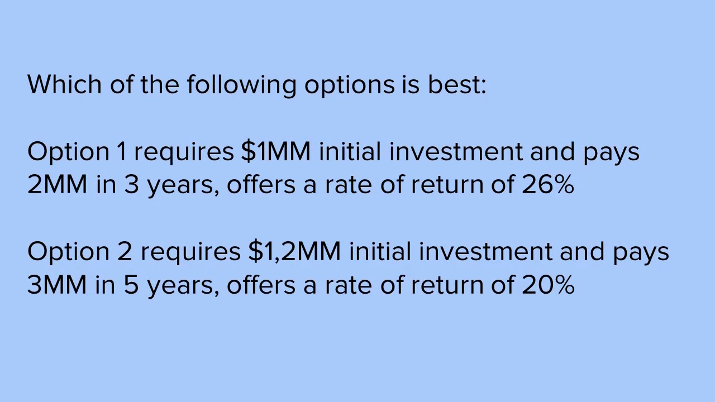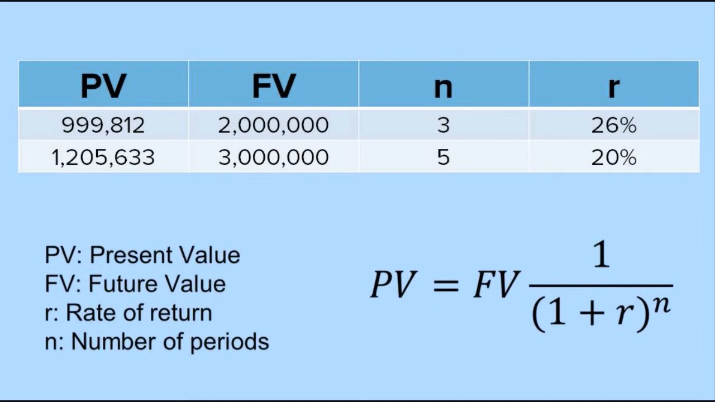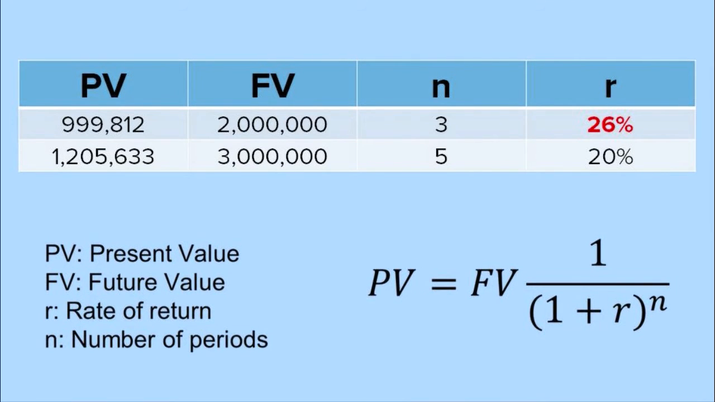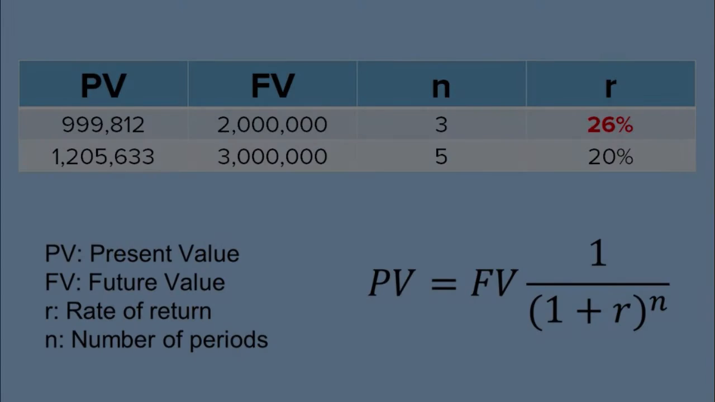Which of the following options is best? Option 1 requires $1 million initial investment and pays $2 million in 3 years. Or option 2 requires $1.2 million in initial investment and pays $3 million in 5 years. So, in this case, option 2 offers the biggest present value. However, the rate of return of option 1 is better. This means higher revenues at the end of the period.